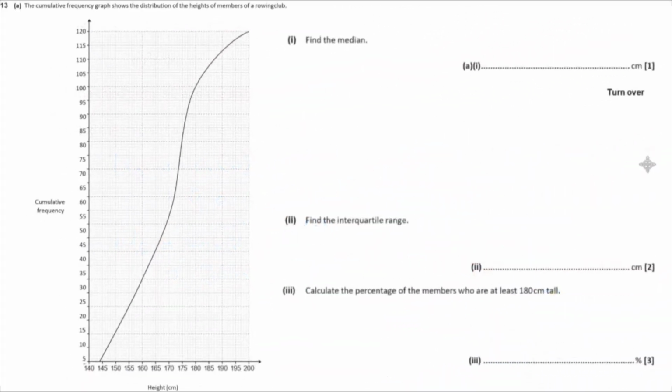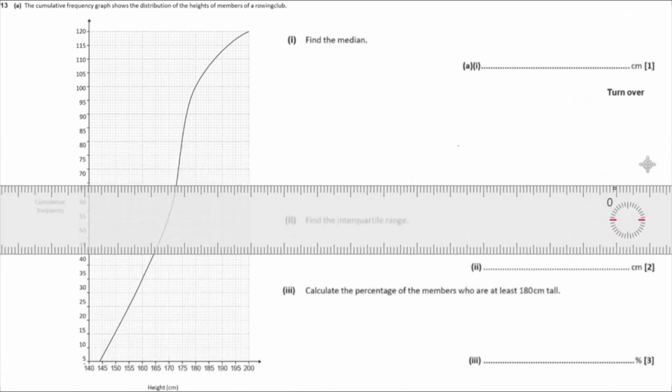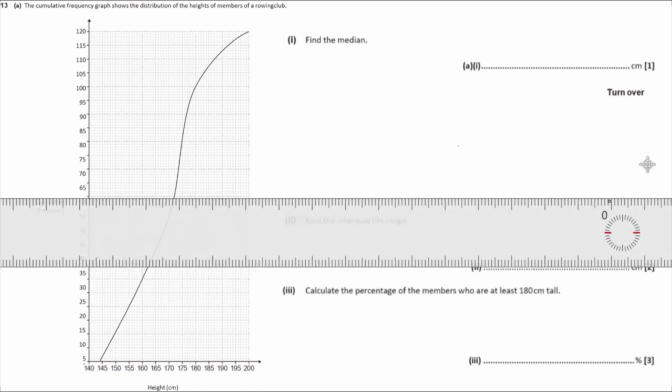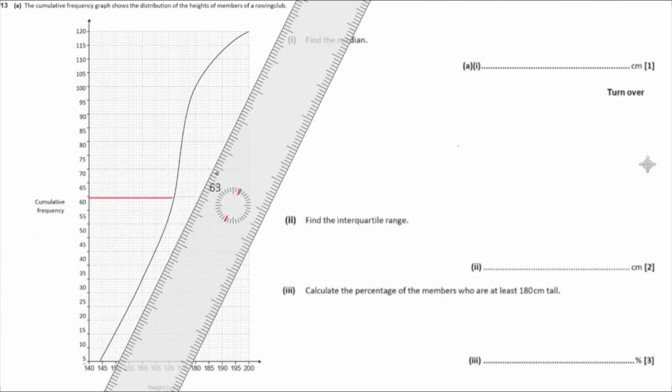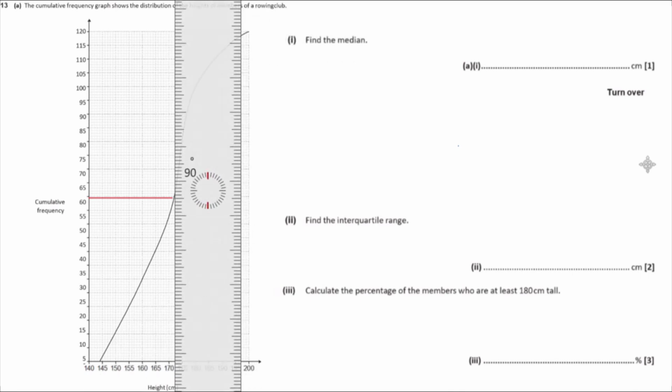Question 13. The cumulative frequency graph shows the distribution of the heights of members of a rowing club. The first part says find the median. Okay, so the median is the middle one. We've got 120 people altogether, so halfway through that would be the 60th person. So in order to find the median, we're going to read off from 60 and then down. Find 60 on our cumulative frequency scale, read across to the graph, switch directions, read down to the axes.